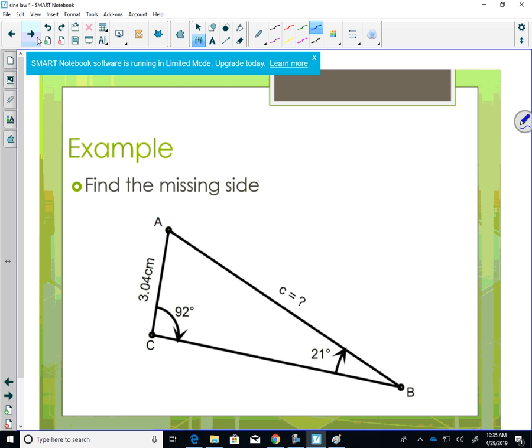Okay. Here's the missing side. Which letter is missing here? C.